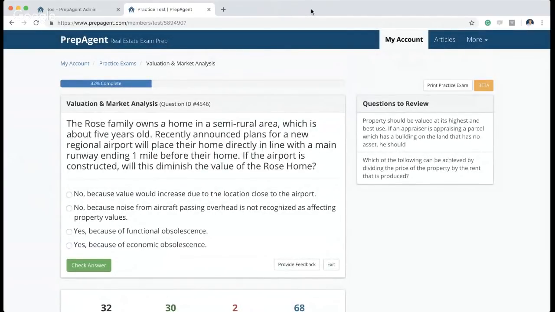The Rose family owns a home in semi rural areas, which is about 5 years old. Recently announced plans for a new regional airport place their home directly in the main runway, ending 1 mile before their own. If the airport is constructed, will this diminish the value of the Rose home? A, no, because the value would increase due to the location close to the airport. B, no, because noise from the aircraft passing overhead is not recognized as affecting property values. C, yes, because of functional obsolescence. Or D, yes, because of economic obsolescence.